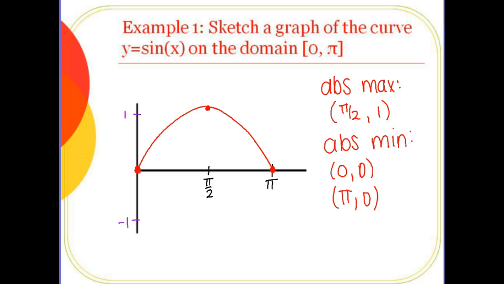So, sine of x from 0 to pi is only the first hump. It has an absolute max at the peak, which is at pi halves, which we know to be 1. If you think about your unit circle, we know that that's up here at 1. It has 2 absolute minimums. This is a closed domain, so these 2 points here are identical. Therefore, they are both the absolute min.